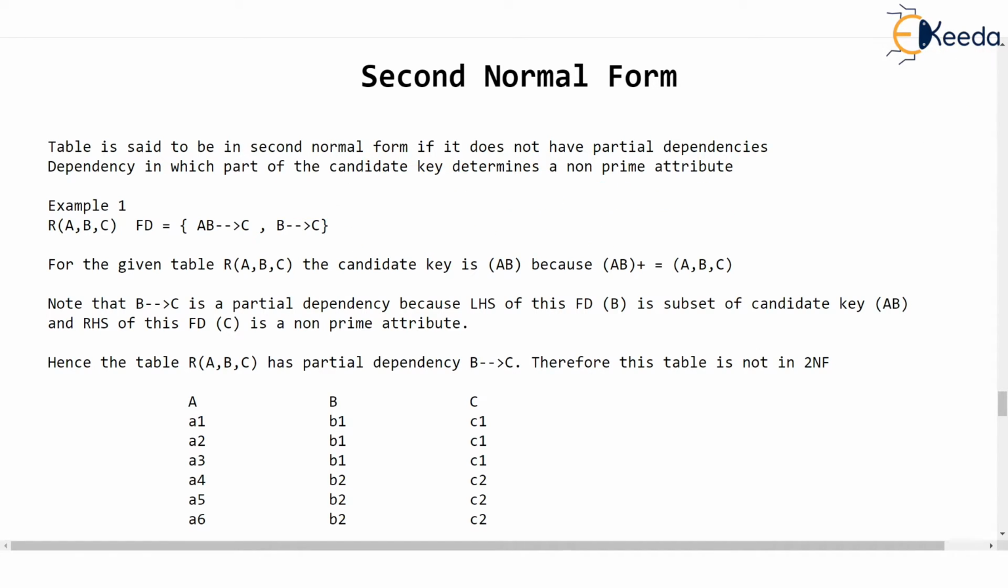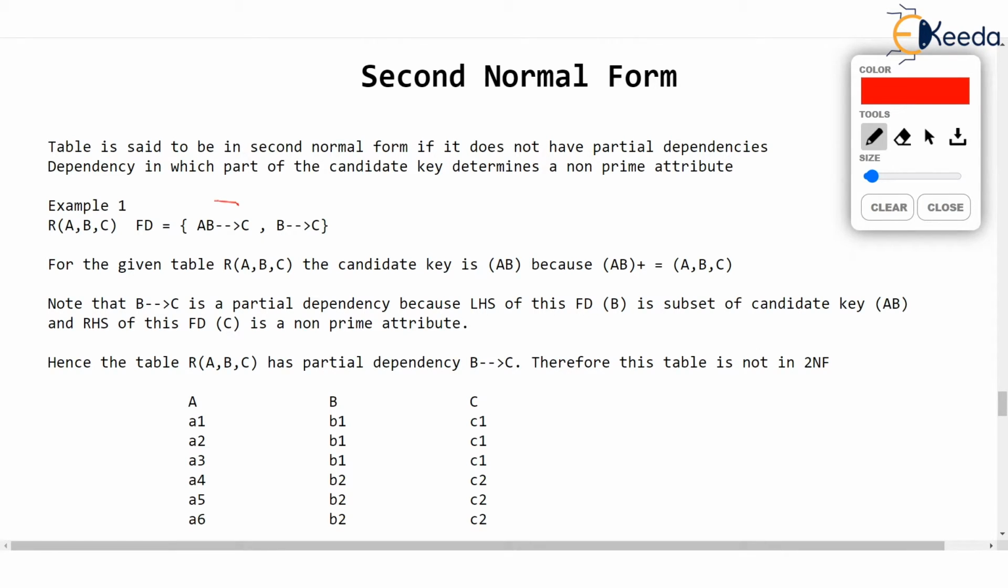Okay, look at the first dependency. First dependency, AB determines C. Is this partial? Check, I am writing it again over here. AB determines C. What's the left hand side? It is the perfect candidate key. It is not a subset of the candidate key. AB is the candidate key and the left hand side is the candidate key, isn't it? What is the right hand side? It is a non-prime attribute. C is not an attribute which forms the candidate key. But this is not partial because the left hand side is a complete candidate key, isn't it?